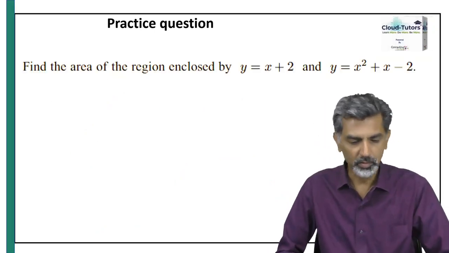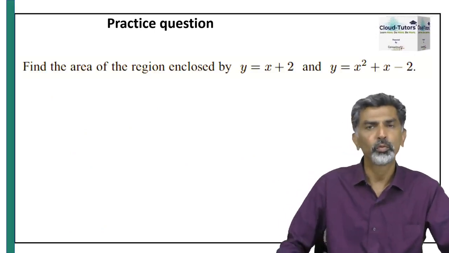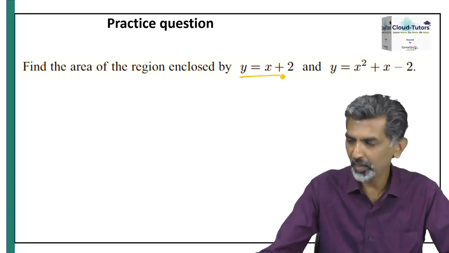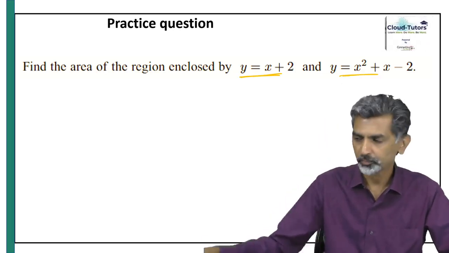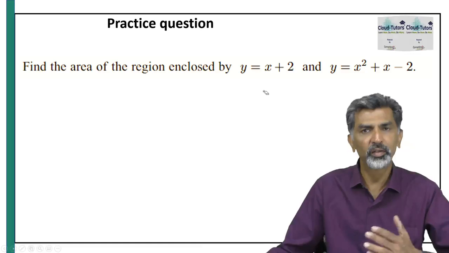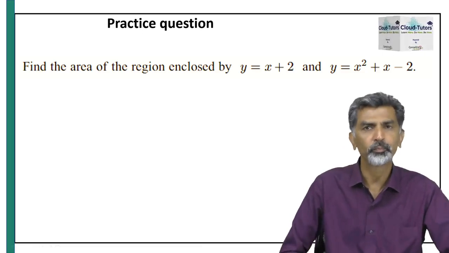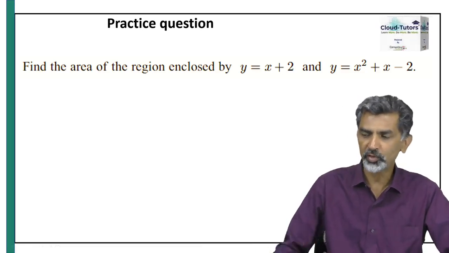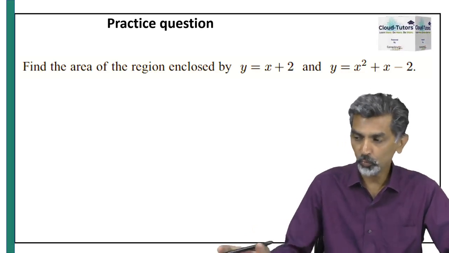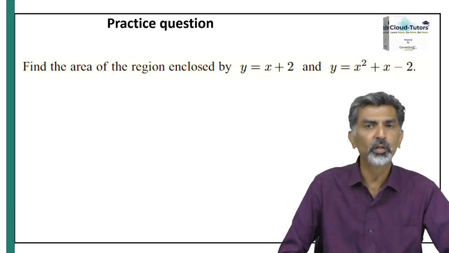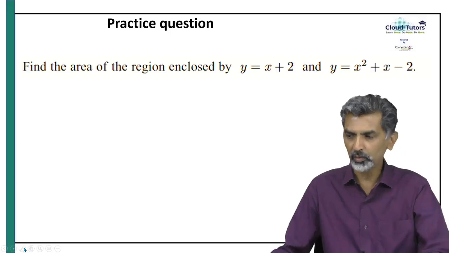Find the region enclosed by these two functions. Now there is a straight line here. y equals x plus 2 is a straight line, and this looks like a parabola, and these two enclose a region, and we need to find the area of that region. And it is always useful to draw a rough sketch of a problem like this, because it helps you understand the two functions given here, what kind of region is enclosed between them, what the limits of integration are, and so on. So let's start with a rough sketch.